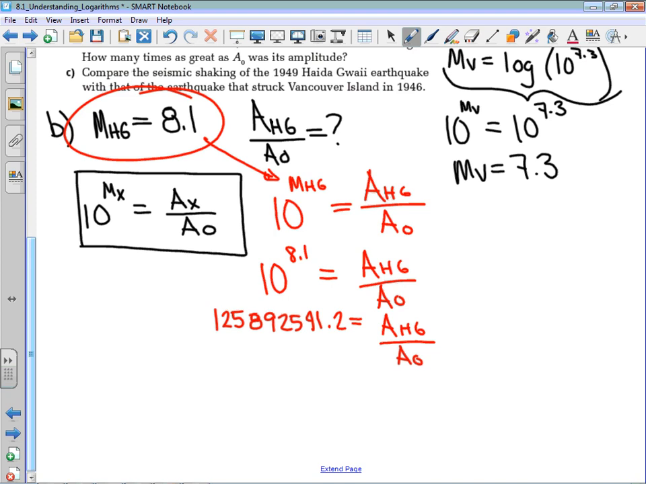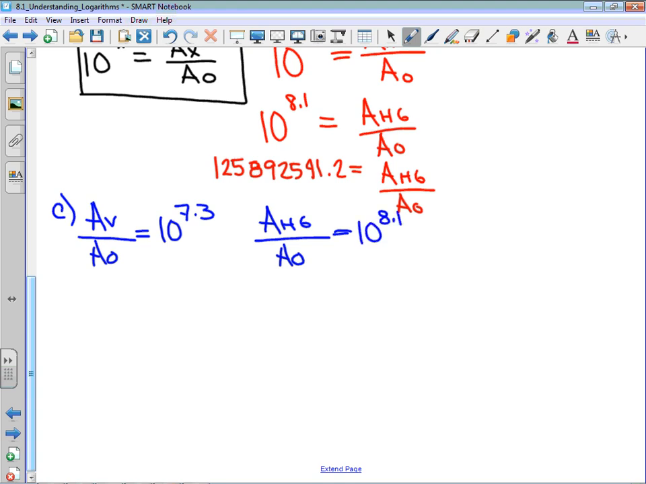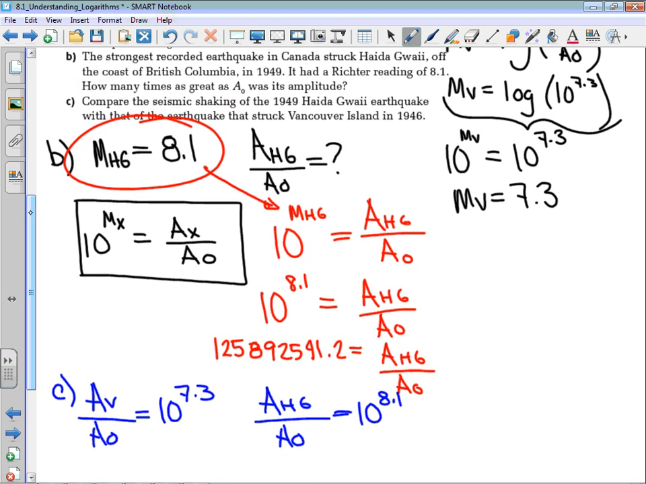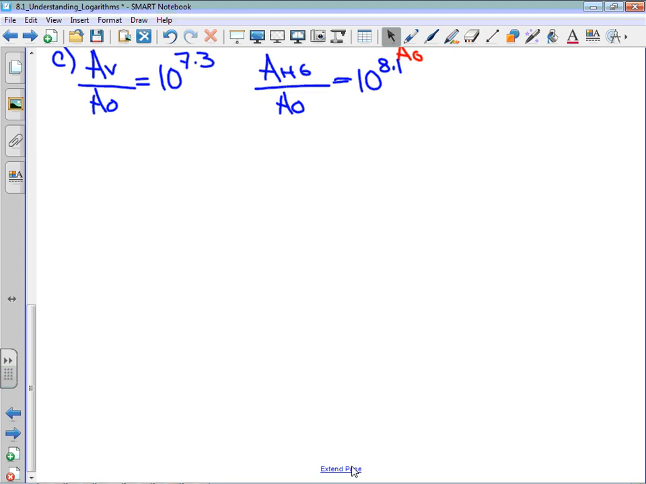I'm going to put them down here for C. I want to write those two values: the amplitude of Vancouver's earthquake over A naught was 10 to the power of 7.3. The amplitude of Haida Gwaii's over A naught was equal to 10 to the power of 8.1. Because what C wants us to determine is to compare the Haida Gwaii earthquake with the earthquake that struck Vancouver Island. So we are going to find out how many times worse the Haida Gwaii earthquake was, or how many times bigger A_HG is compared to A_V.